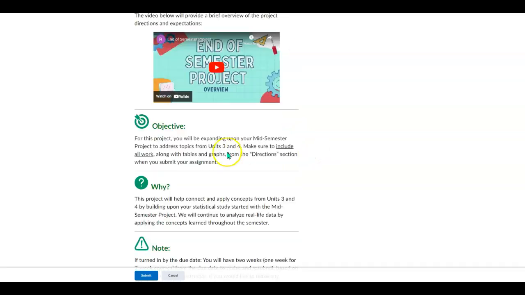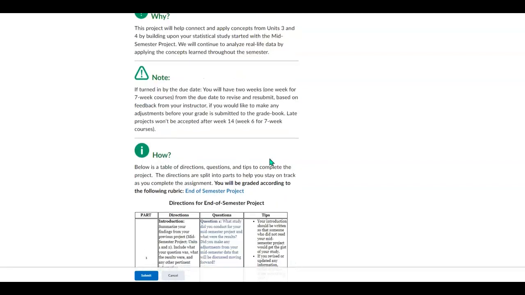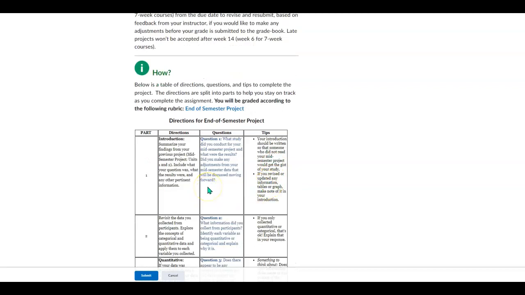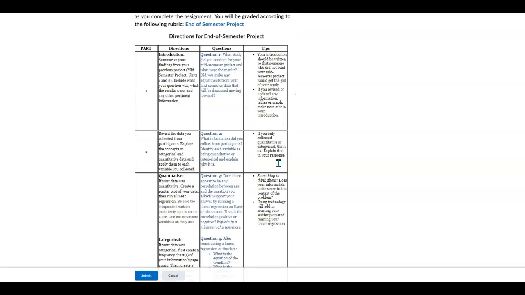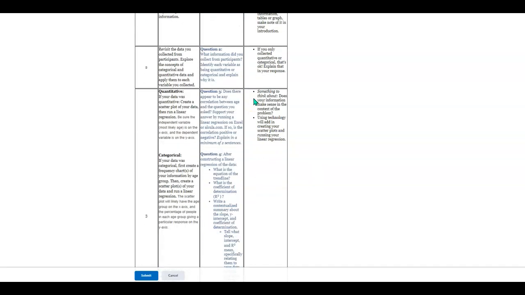This project will cover units 3 and 4. Please make sure you're including all work, tables, and graphs with anything that you're submitting. This is laid out just like the mid-semester project with part directions, questions, and your tips. You're again using the data from your mid-semester project to now answer questions that pertain to units 3 and 4.